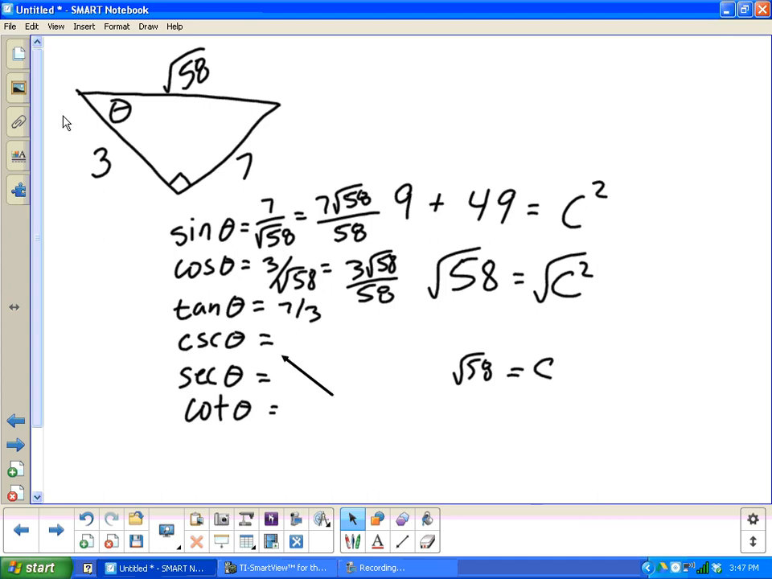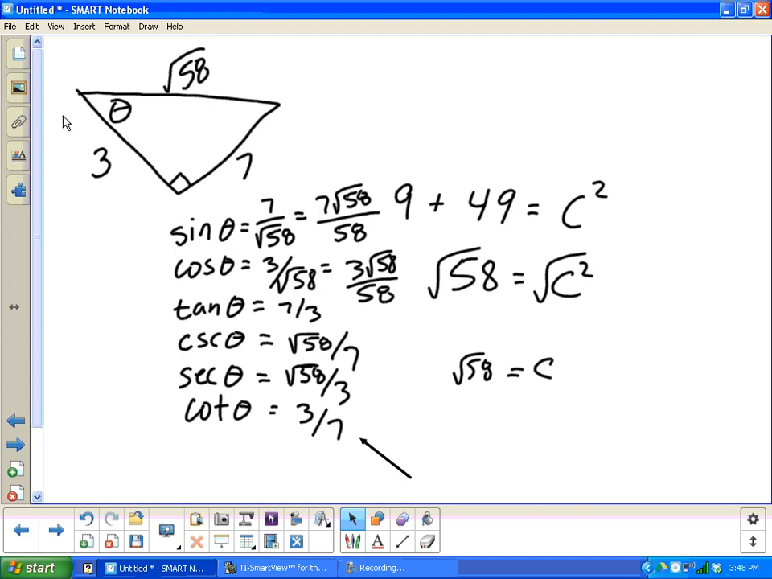So cosecant is the reciprocal for sine. Now instead of taking the reciprocal here, let's take the reciprocal here. That way we don't have to rationalize it. So it would just be square root of 58 over 7. And so the same thing for secant. Secant is the reciprocal for cosine. So there's cosine, but again, let's take the reciprocal here because it's much easier. So that would just be square root of 58 over 3. And then cotangent is the reciprocal for tangent. So we're just going to do the reciprocal of 7/3, which would be 3/7.